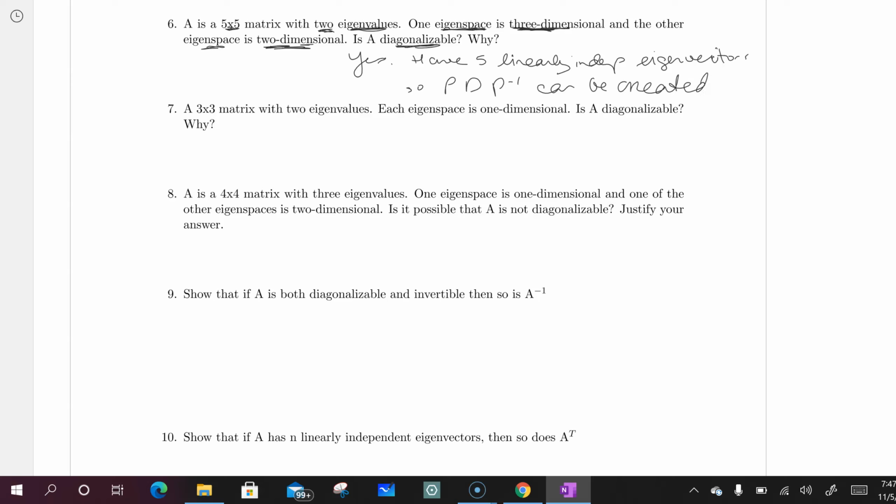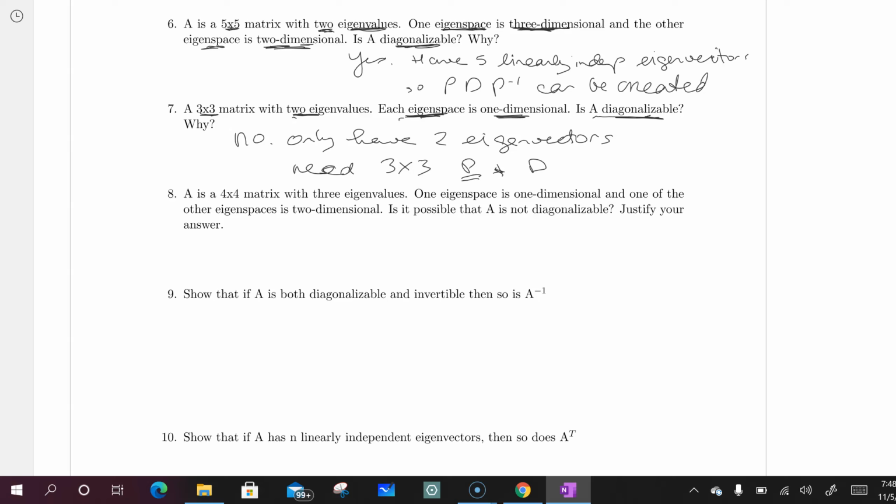Okay, so here I have a 3 by 3 matrix with 2 eigenvalues, and each eigenspace is 1-dimensional. So every eigenvalue has at least one eigenvector, right? So I know that each one of them is 1-dimensional. Is A diagonalizable? Can I do the PDP inverse? No, because I only have 2 eigenvectors, right? And I need a 3 by 3 P and D, right?